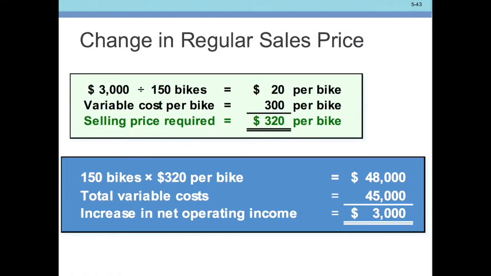This is a price question. So if we put it into the formula here of $3,000 divided by 150 bikes, that's $20 a bike, but the bikes cost me $300 a piece. So my profit would be $20. The $300 is the variable cost, and the selling price required to make my $3,000 is $320 per bike. And of course, you can see in the slide also that they've done the math. They've completed the math for you.